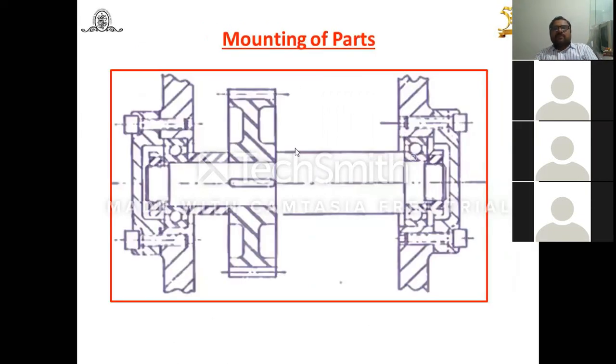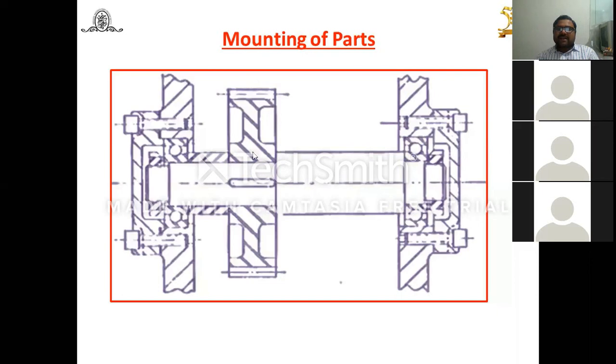Now, next important point: mounting of the parts. Once I have explained all the elements which are required for the gearbox, the next step is that you have to decide the different mounting parts. You have to retain their axial movement. Suppose a gear is mounted here, but a step is given.